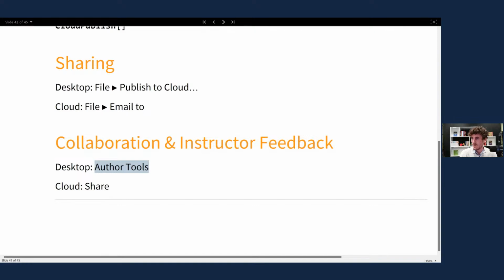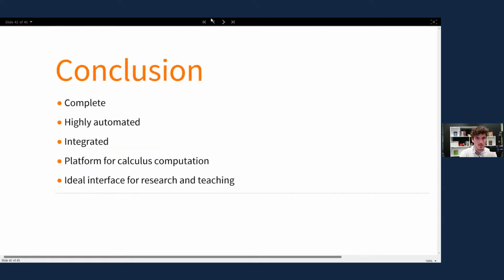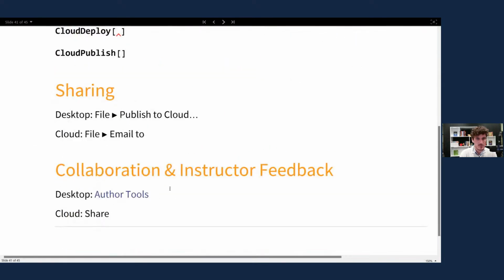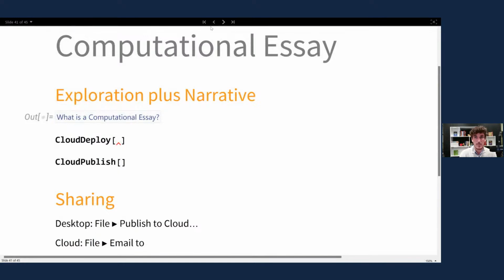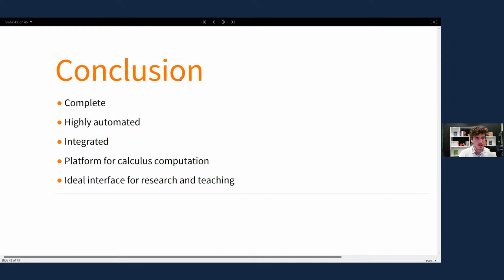Okay, and then we're about coming to the end now, so I just have lots of different tools that you can use, such as these author tools, and then there's a bit of a where to go next on the final slide. But in conclusion, I'd like to think that Wolfram Language has been demonstrated as a complete, highly automated and integrated tool, the ideal platform for research and teaching, and an ideal platform for calculus computation as well.